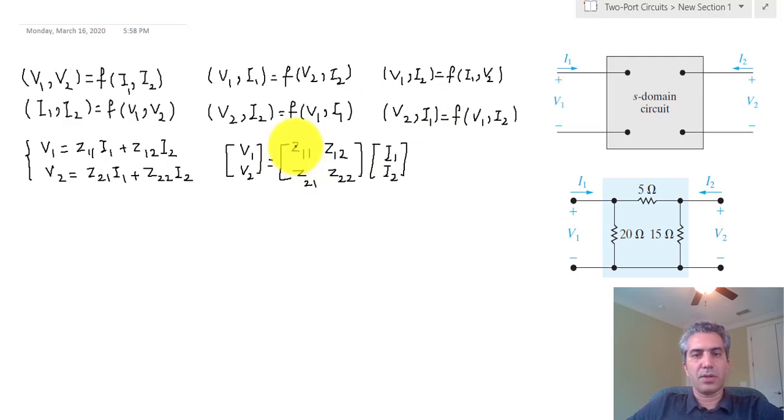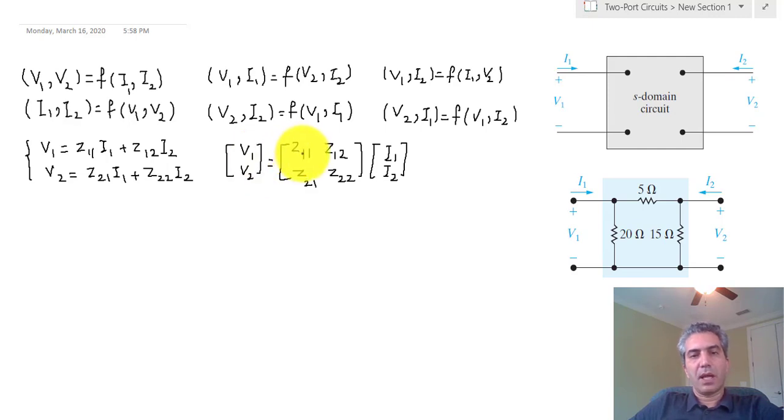That's why this is called Z. Now, why would it make sense to call this an impedance matrix? First of all, we're writing all these equations, as you can tell from this picture, in the S domain. And in the S domain, as you can see, a number is getting multiplied by a current and it gives you a voltage.